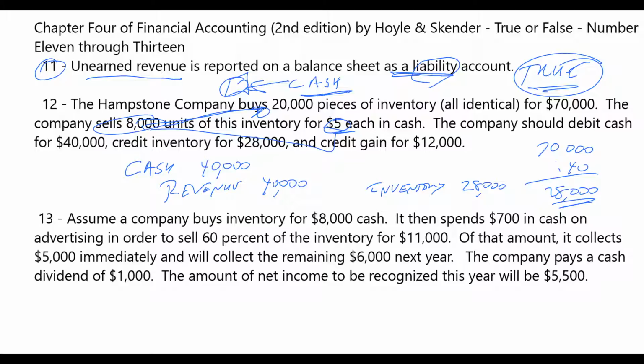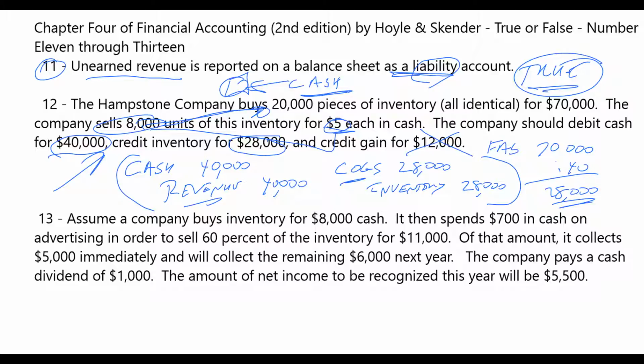So you'll debit cost of goods sold for $28,000. That's how that transaction is recorded. You record the revenue and then you record the cost of goods sold. So this part is correct and this part is correct, but that part right there is wrong. You don't record a gain, you record revenue and you record cost of goods sold. That question or that statement is false.